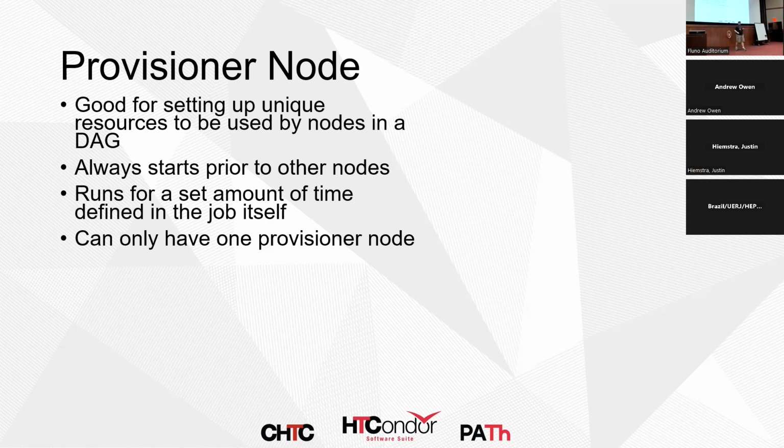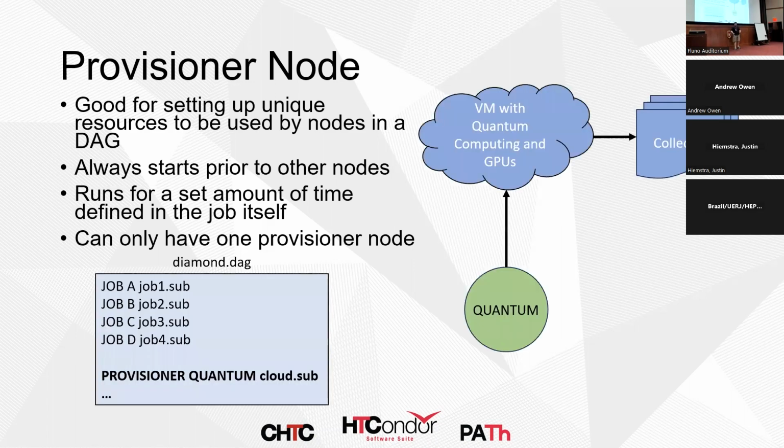The other confusing thing about these is DAGMan doesn't manage it. We just submit it. The job itself has to determine when it needs to shut down because it has to deprovision resources, presumably. You can also only have one provisioner node. So for my example, maybe your complex DAG needs this super crazy quantum computing with lots of GPUs. So we create a VM up in the cloud, and that connects back to your pool's collector. Then you have those resources available for your DAG jobs.